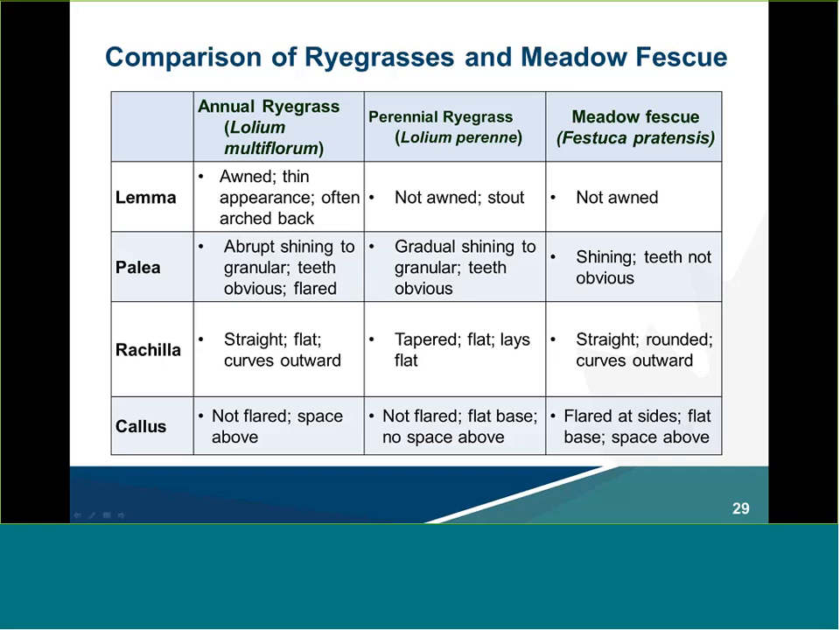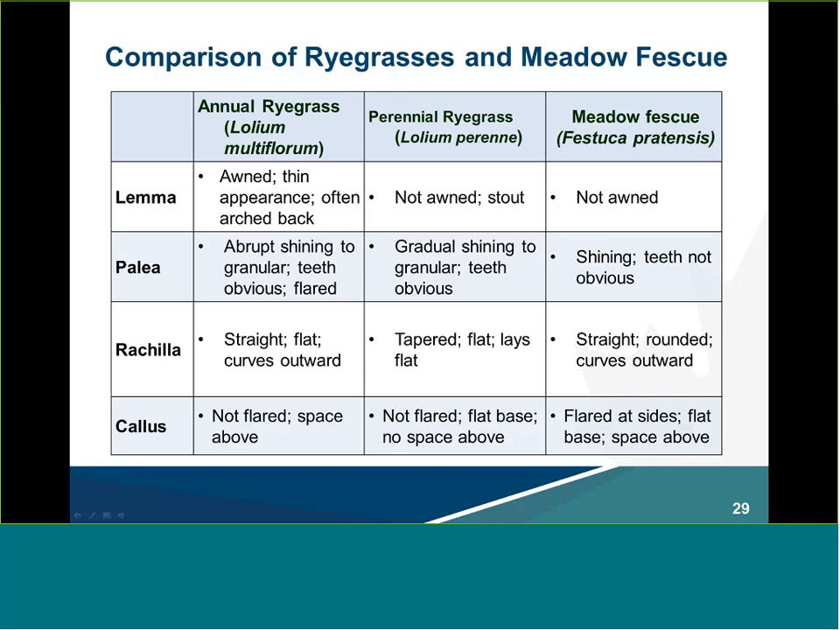Thin appearance, so narrow, and the back is often arched. The lemma in perennial ryegrass tends to be not awned, and it's stout, it's wide. That is, if you have annual and perennial side by side. And then meadow fescue is not awned. The Poaceae in annual ryegrass tends to be abrupt, shining at the top, to granular near the rachilla. The teeth are obvious. That's only important when we're distinguishing that from its fescue look-alike. And the Poaceae tends to be flared at the top. It opens up at the top.